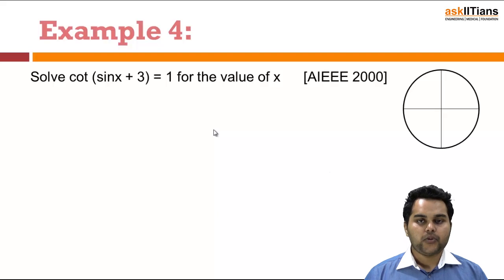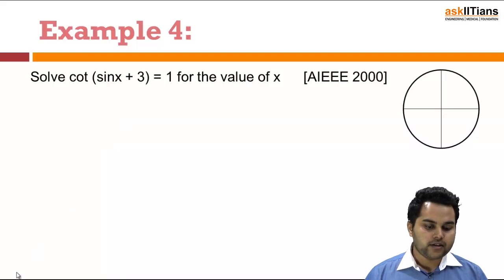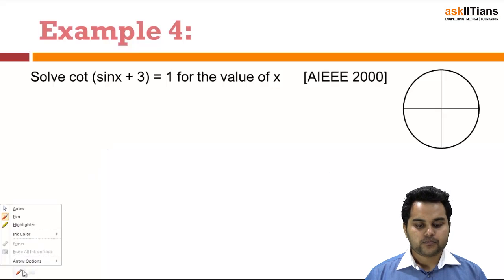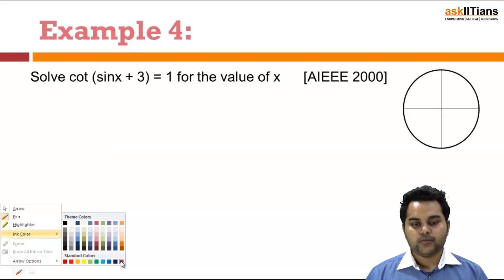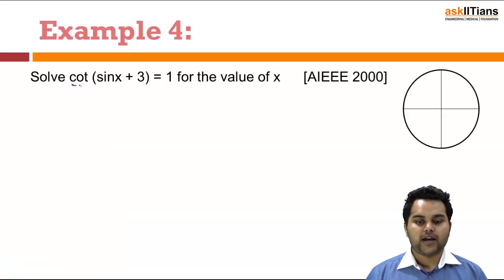Coming to the next example, that is cot of (sin x plus 3) is equal to 1. We have to find the value of x. Now this was the question in IIT-JEE in the year 2000. Now that seems to be a bit confusing. How can I have sin x within the bracket as an argument? But if I apply the limits, I'll be able to solve this question also.